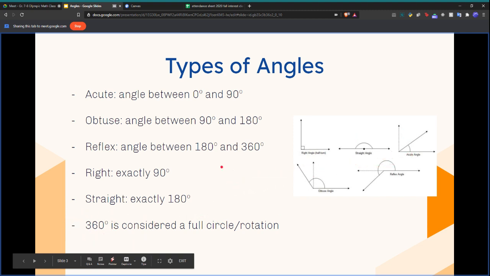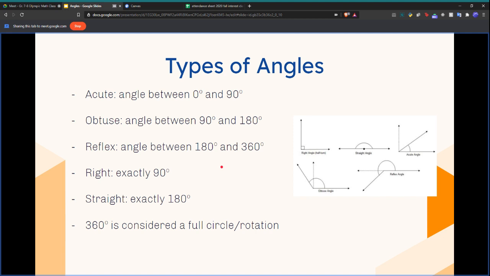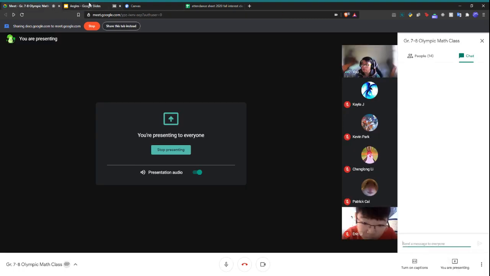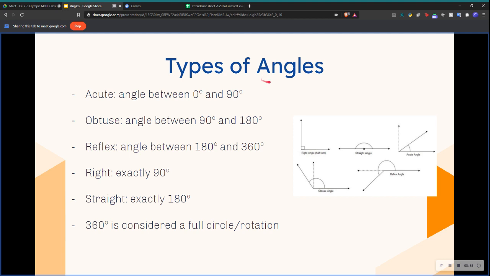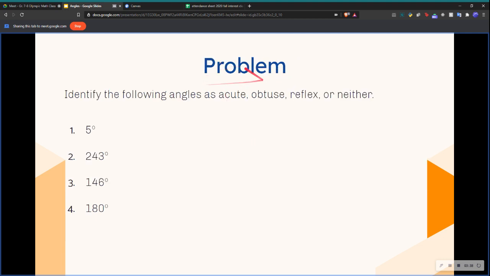I'm not showing it here, but 360 degrees is a full circle, just like that. Any questions about this? Hopefully you guys understood the types of angles there are. I think the next slide is a problem.